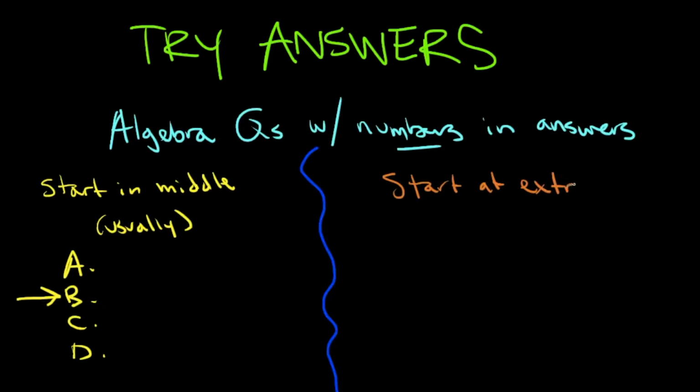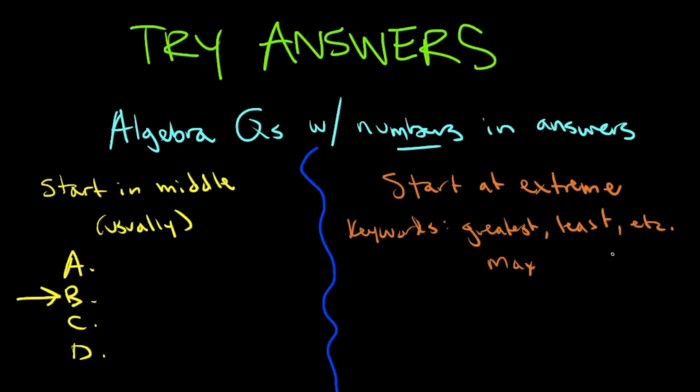In some cases, you're going to want to start at the extreme. So that's either the lowest or the biggest answer, depending on the question. Some keywords for this would be something like greatest, least, and so on. And also there's synonyms. So greatest, maybe maximum, least could be minimum, and you get the picture.